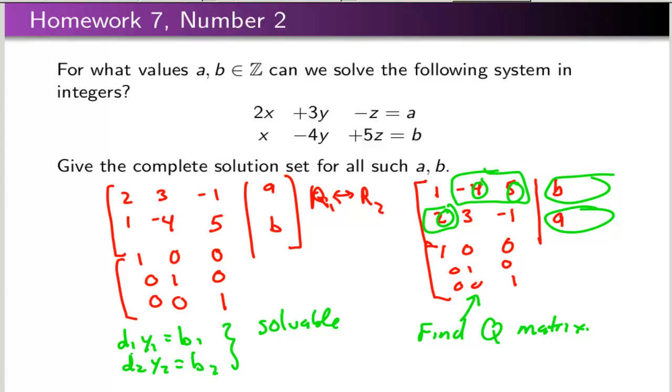if and only if d1 divides b1 and d2 divides b2. And so that'll give you some constraint on what b and a have to be in order to be solvable, and then you actually solve the system by introducing the change of variables matrix. So again, I have an example worked out in the notes you can take a look at.